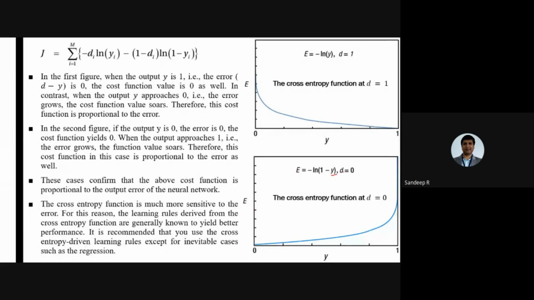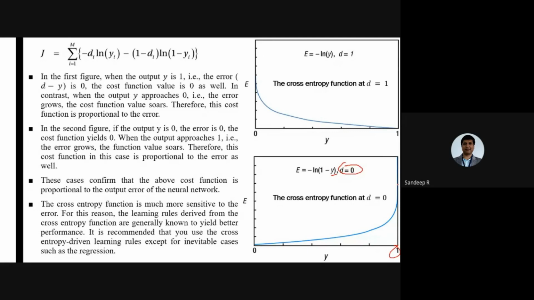Let's see. The correct output now is 0, but the neural network output gave it as 1. So 1 it is giving, and 1 minus 1 is 0, so the log term is very high. That means it is a very high value. So the cost function is directly proportional to the error.